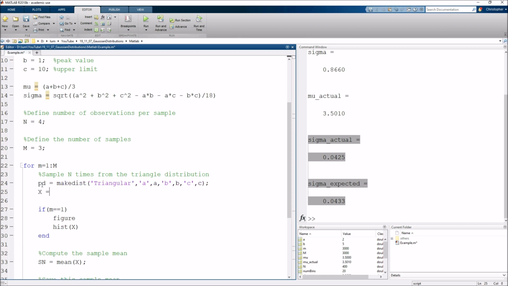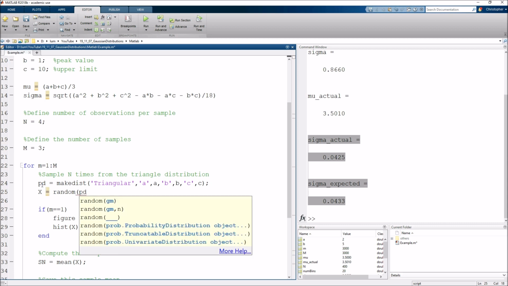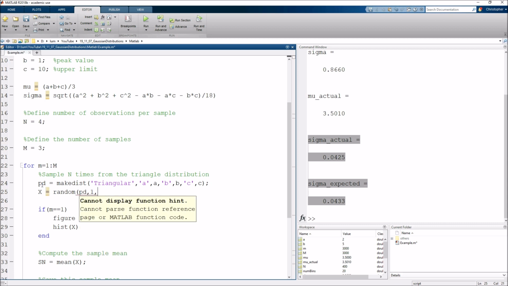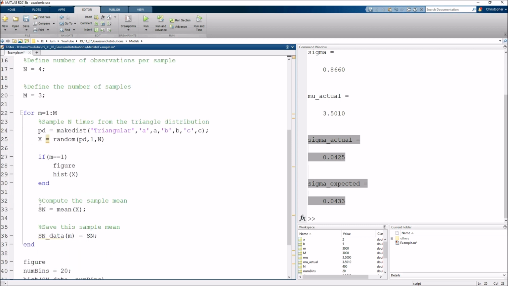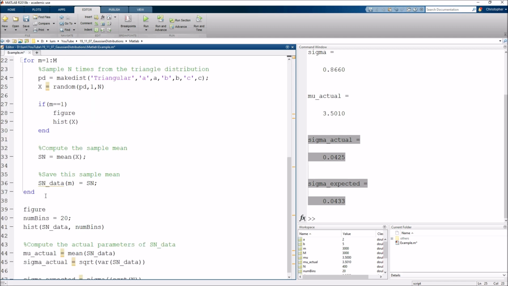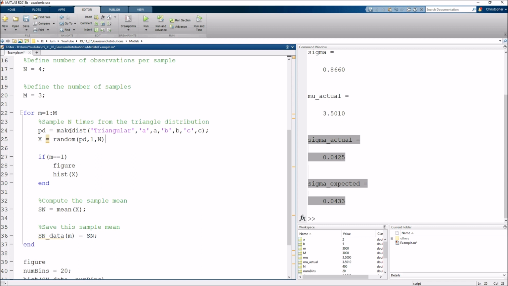And then I'm going to say x is going to be random, and I'm going to say use the triangular distribution and make a 1 by n set of samples here from that distribution. Okay, so that's cool. And then I think everything else is pretty much the same at this point, because all we're doing is we're changing the distribution we're sampling from.